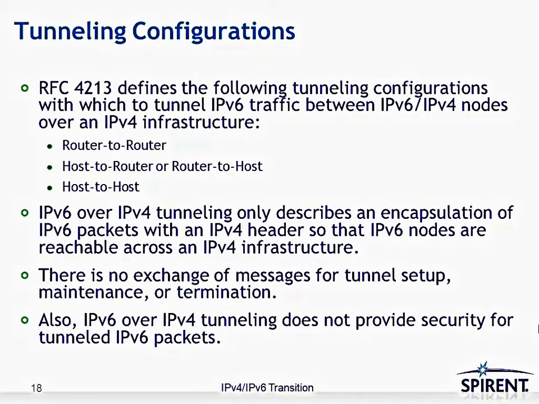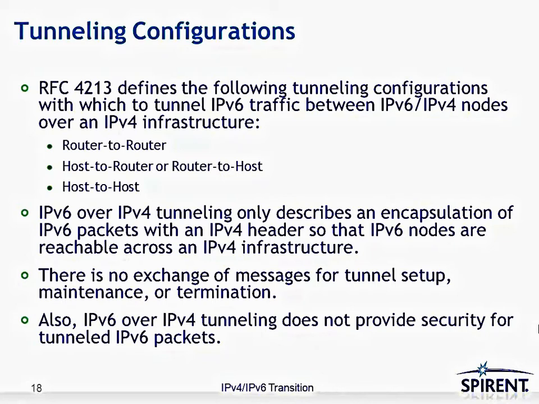RFC 4213 defines the following types of tunnel configurations: router to router, host to router, router to host, and host to host. And depending on what you're trying to accomplish, if it's router to router, it generally means that you have one version of IP on the endpoints and another version in between. So as discussed a few slides ago, we had IP version 6 on both ends and IP version 4 in between. So we needed a router-router tunnel to get our IP version 6 traffic over the IP version 4.